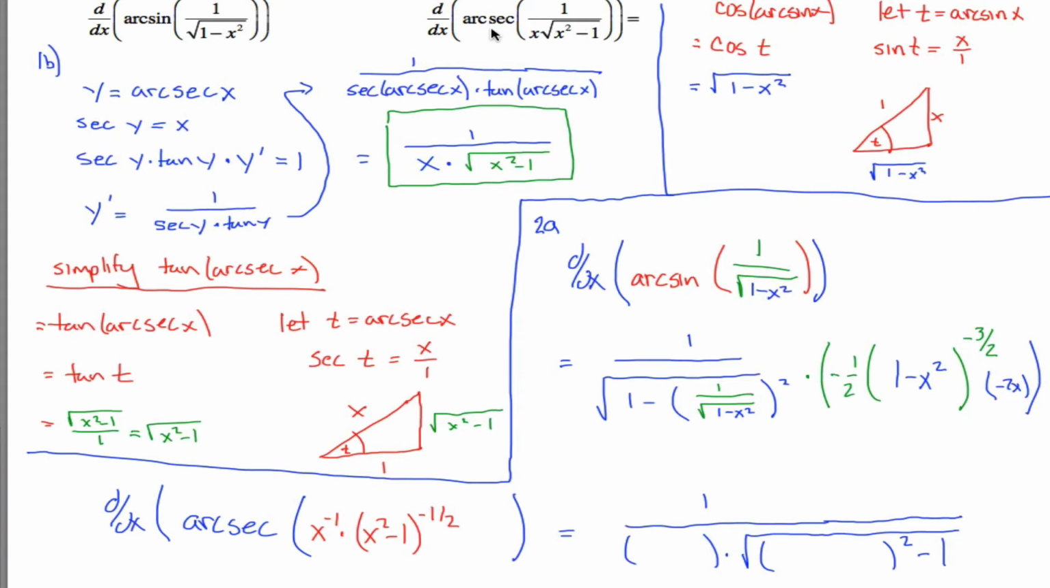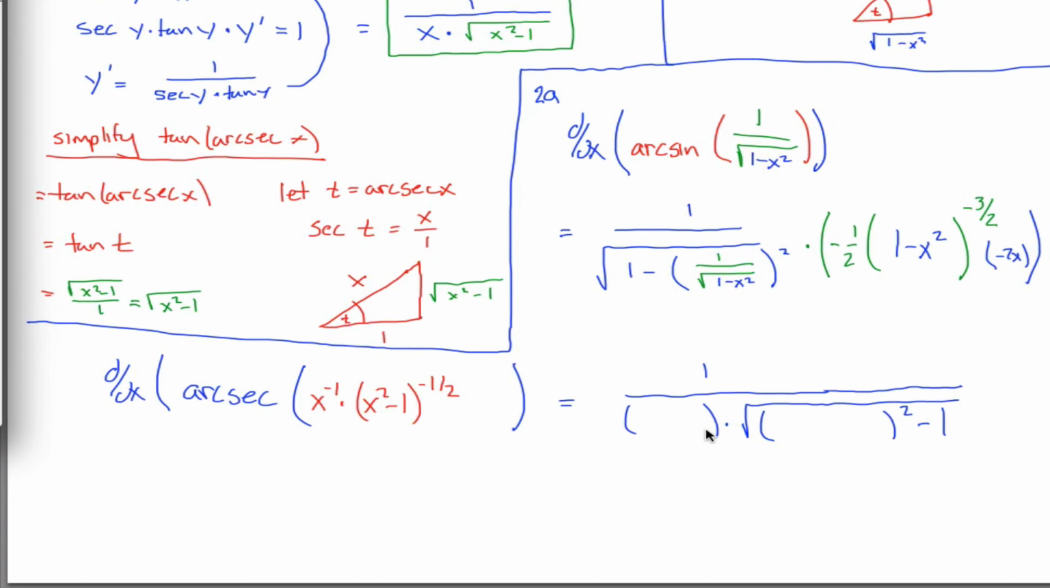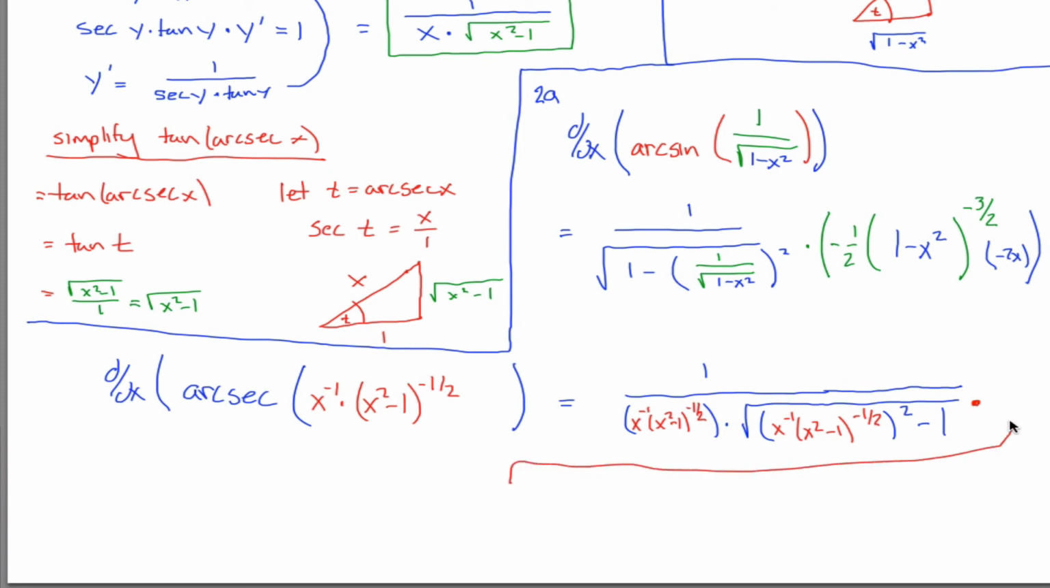It's asking me the derivative of the arcsecant of all this stuff. So inside each of these parentheses, I'm going to write x to the negative 1 times x squared minus 1 to the negative 1/2. Same thing here, x to the negative 1 times x squared minus 1 raised up to the negative 1/2. And now I'm not done. I have to multiply that by something. And since I'm low on room, I'll take advantage of arrows. Well, what that something is going to be is product rule.